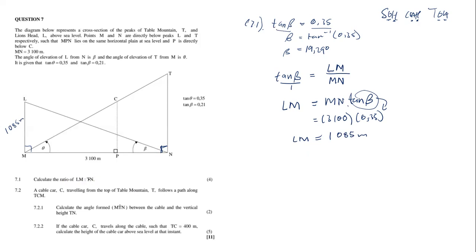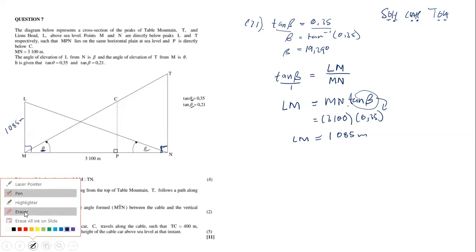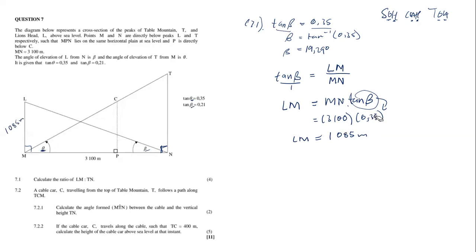So now let's determine the magnitude of TN, which is this side of this triangle over here. Remember, we are also given tan theta is equal to 0. Oh, here we're supposed to use 0.21. This is for theta, and the beta is this one. So here we're supposed to use 0.21. Okay, let's not mix them up.